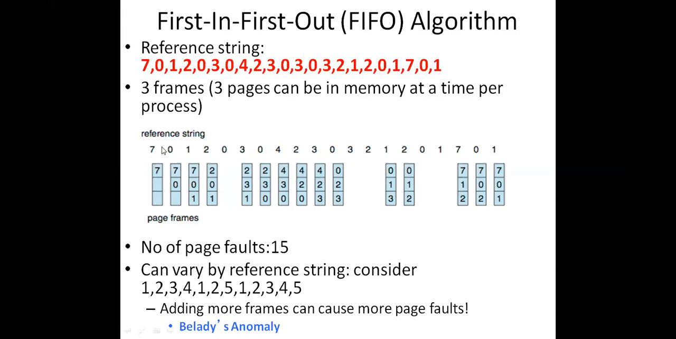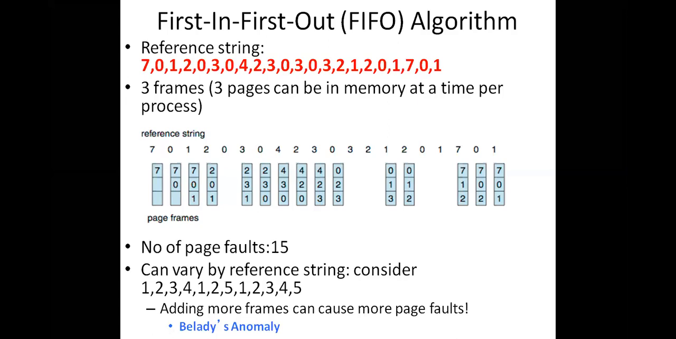So 1 page fault. After that 0. 0 is not available in the main memory, right? We need to keep the 0 into the main memory. So 7, 0: 2 page faults. After that 1. Page 1 is not available in the main memory, so we need to load the page into the main memory: 7 0 1. So all the frames are occupied with pages now.